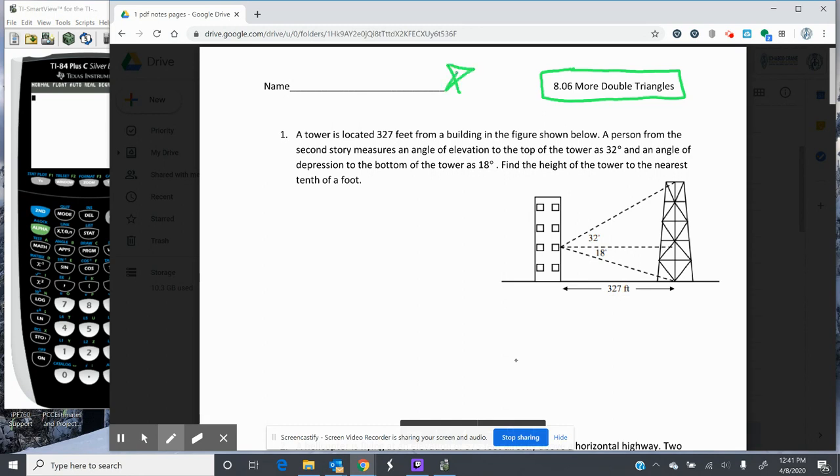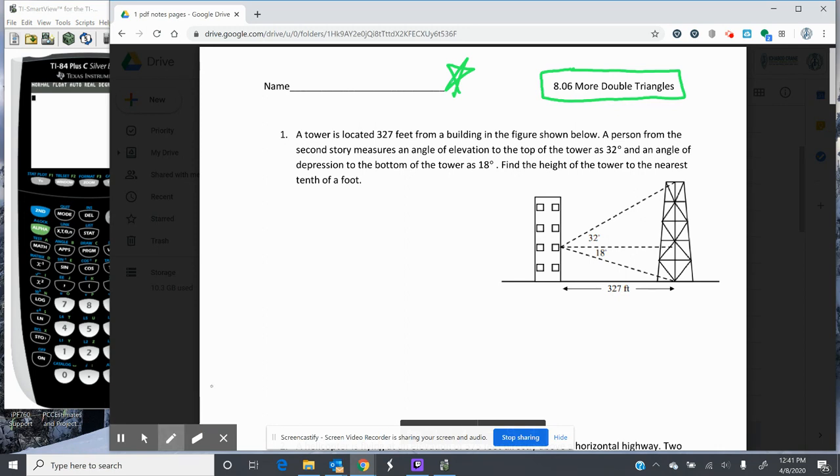Just a quick reminder, if you picked up the packet at school last week, there were a few typos within the packet. So this attached file, the PDF file in your assignment section, is the most up-to-date version. And that's what I'm using here to do the notes.